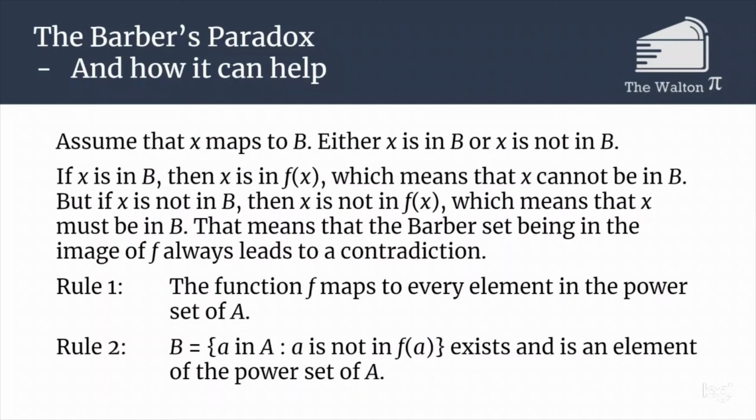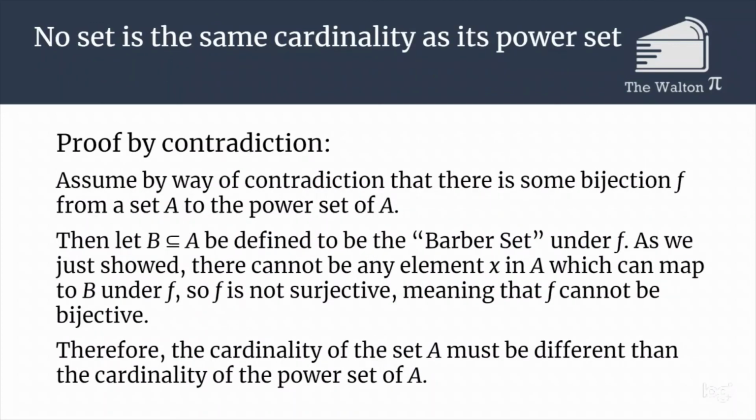Because for a given function, the Barber set is always defined, so the Barber set always exists. It's impossible for rule 2 to fail, which means that if we're getting this contradiction, rule 1 has to be what fails, which means that our function f wasn't a bijection. So that's where we are getting our contradiction. So we assume by way of contradiction that there is a bijection, then we define our Barber set, and then that shows that there can't be an element that maps to the Barber set. So that means that f is not surjective, so f can't be bijective.